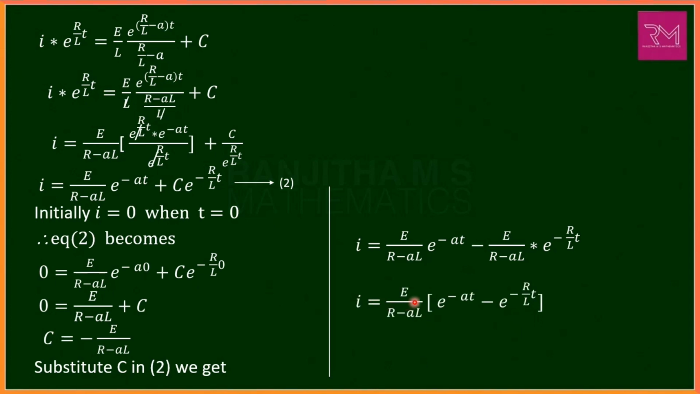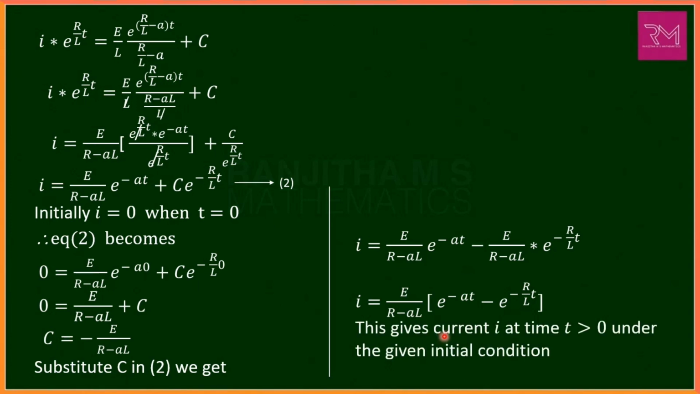Next step, we can take E/(r − aL) as common over here. We get I equal to E divided by (r − aL) into, remaining is e^(−at) minus e^(−rt/L). So this is the value of current at time t greater than 0 under the given initial condition. So we can conclude that this is the current value I at time t greater than 0 under the given condition. This completes the problem.